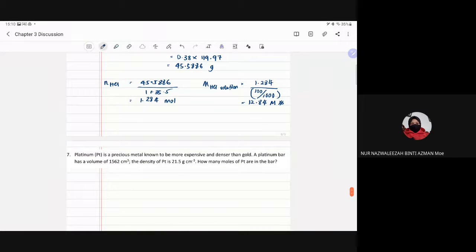Okay. Now, platinum is a precious metal known to be more expensive and denser than gold. A platinum bar has a volume of 1562 centimeter cubic. The density of platinum is 21.5 gram per centimeter cubic. How many moles of platinum are in the bar?